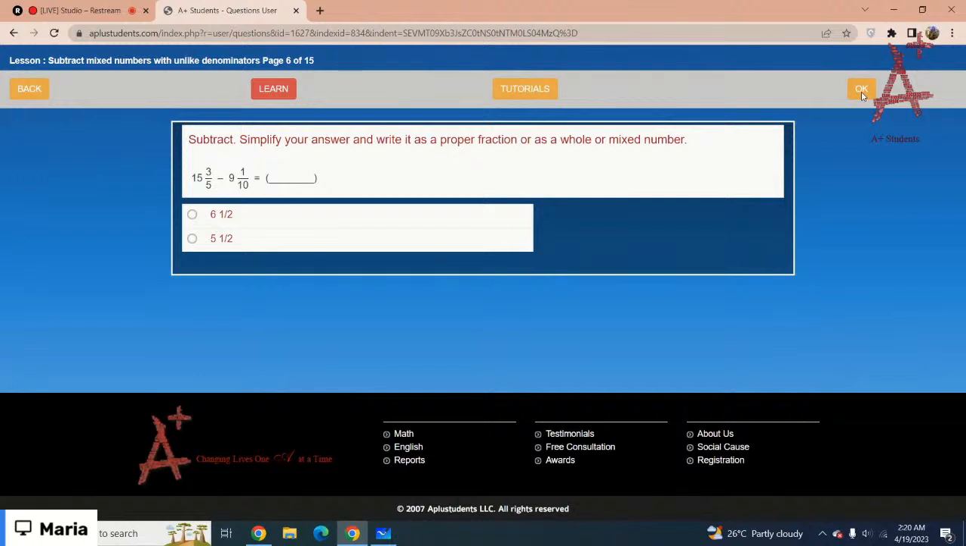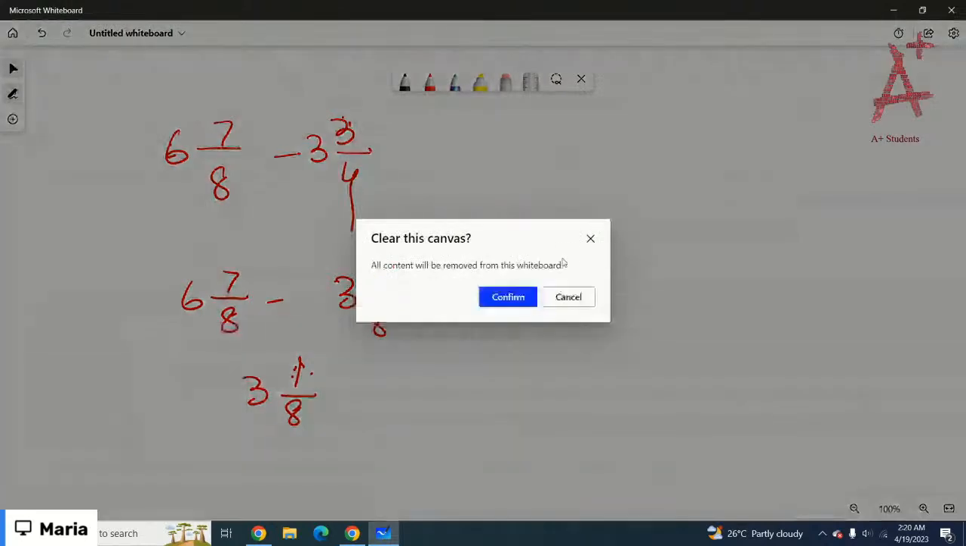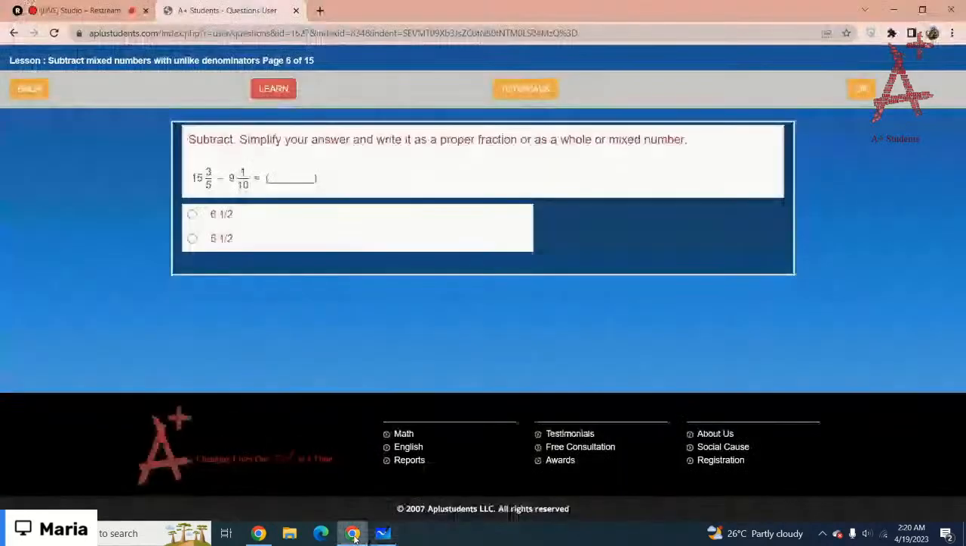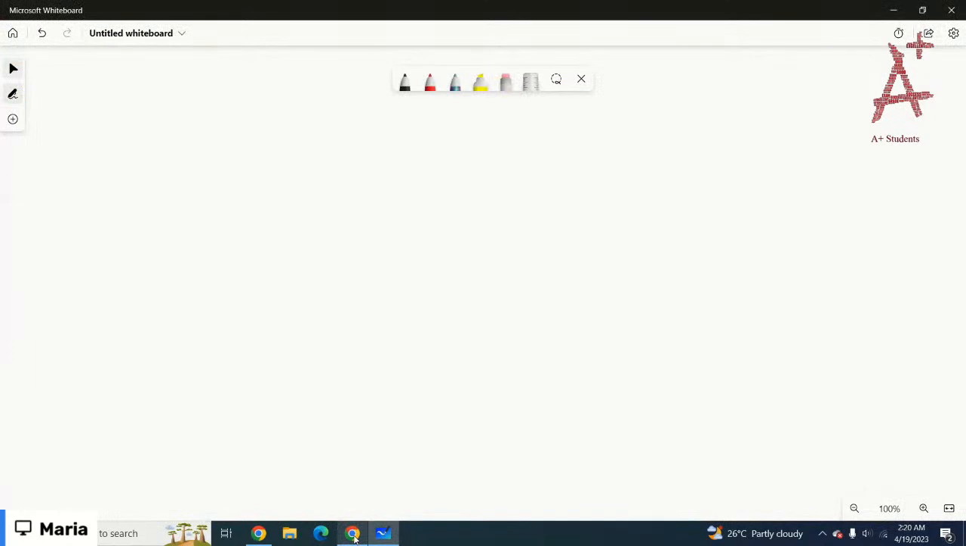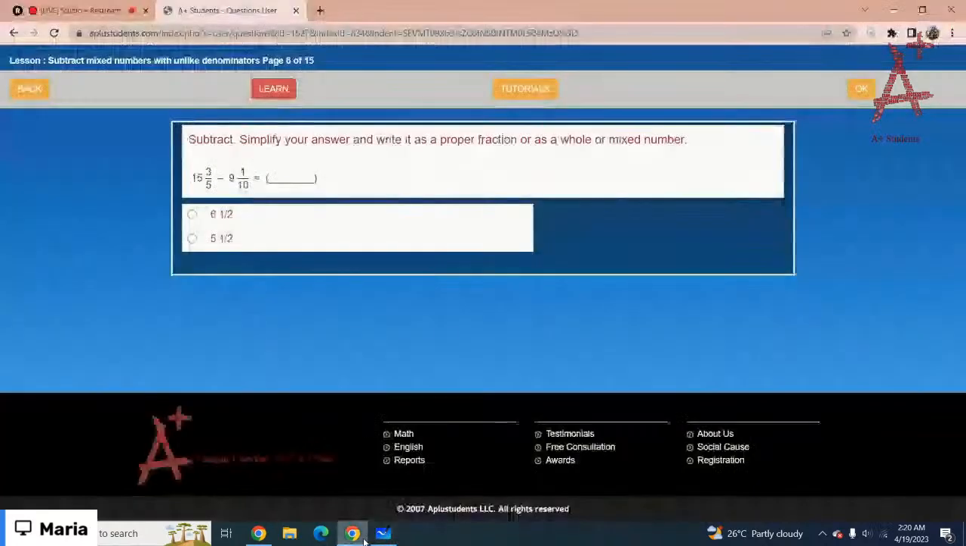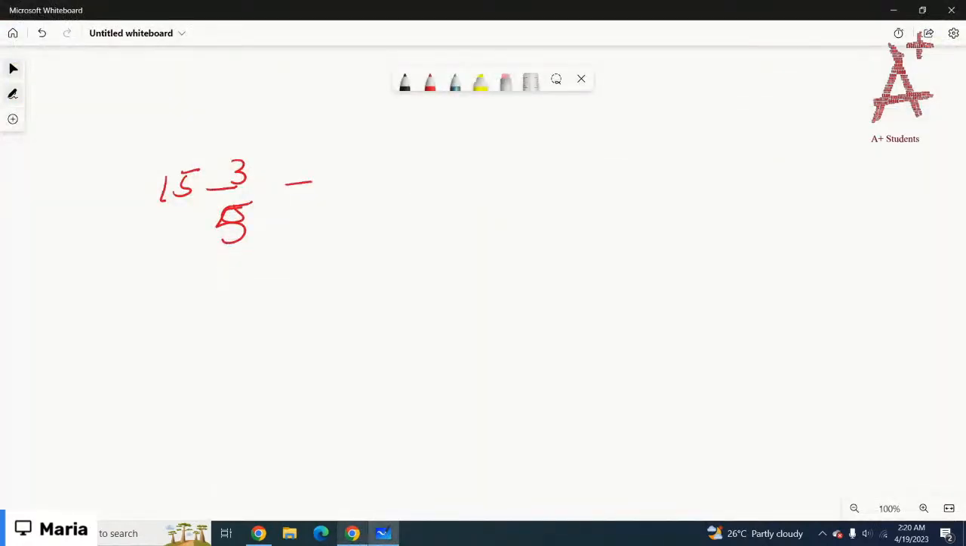Okay, the next one is 15 whole 3 over 5 minus 9 whole 1 over 10. So first of all, we need to make their denominators same. So multiply this fraction by 2. So it would be 15 whole 6 over 10. Just the fractional part, got it? Now you can subtract the fractions.